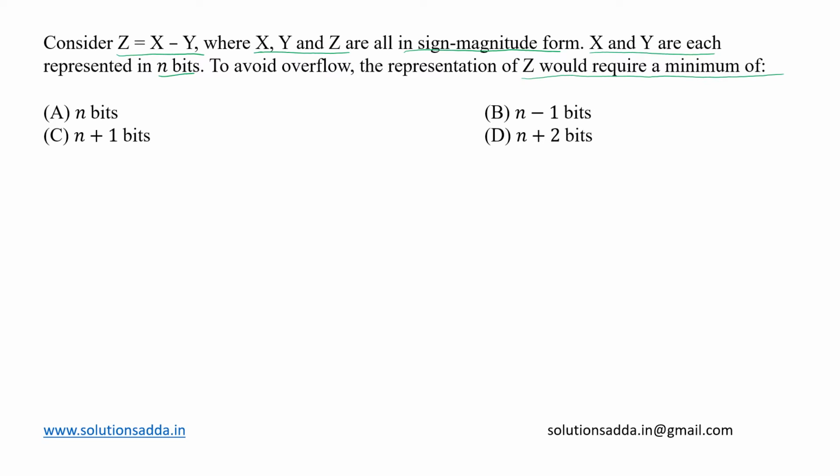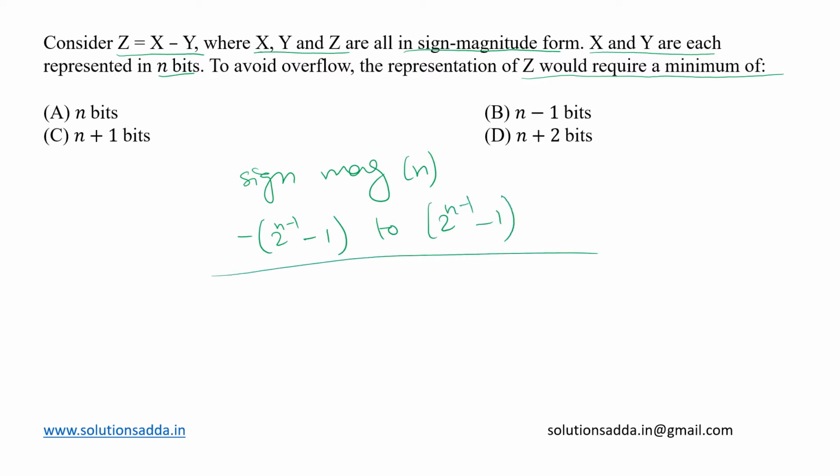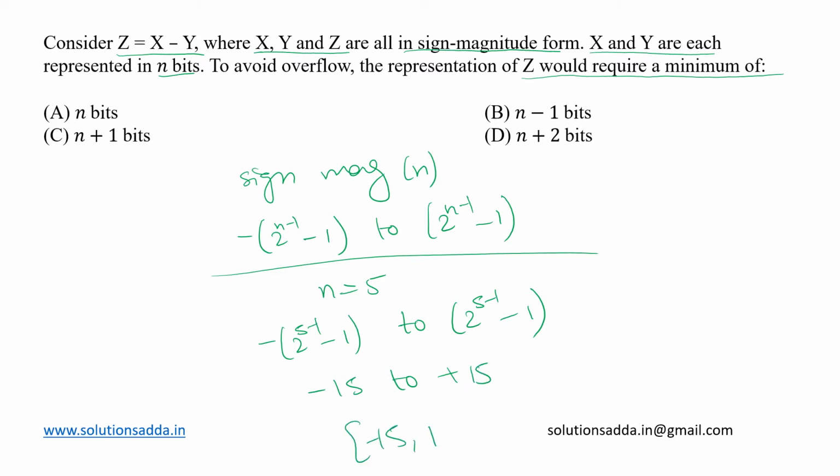Now first of all, let us understand the range of this sign magnitude form. As we know, for n bits, the range of these sign magnitude numbers would be from minus of 2 to the power n minus 1, minus 1 to 2 to the power n minus 1, minus 1. So let us understand this with an example. Let us take the value of n to be 5. Then in that case, the range would become minus of 2 to the power 5 minus 1, minus 1 to 2 to the power 5 minus 1 minus 1, which is minus 15 to plus 15. So this is the range that we have got with 5 bits in sign magnitude form.